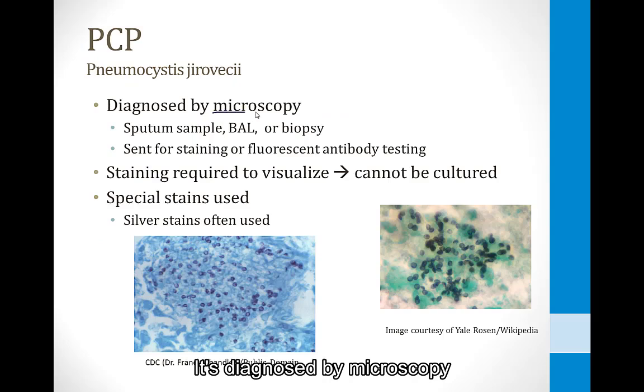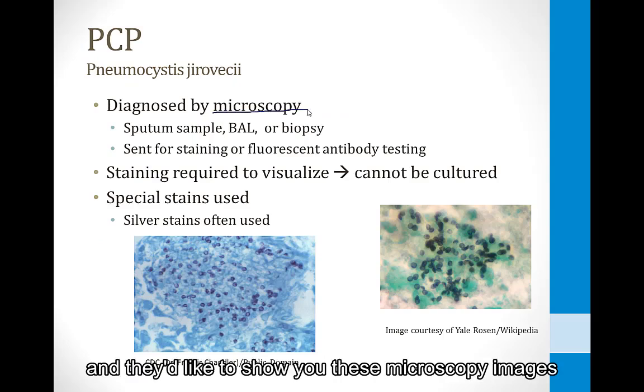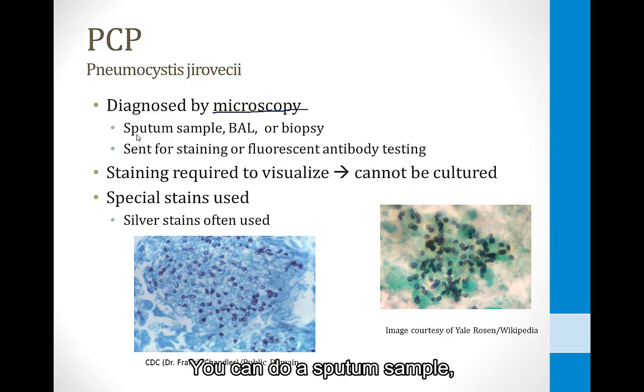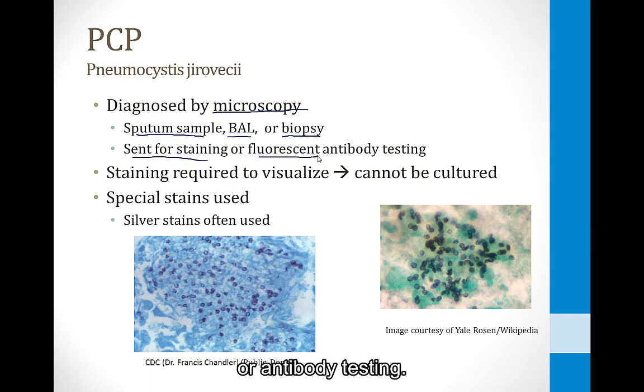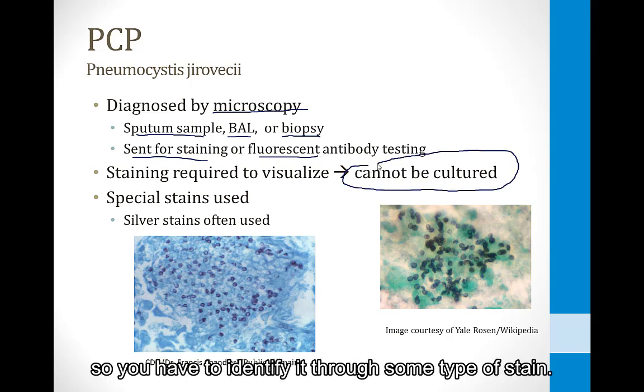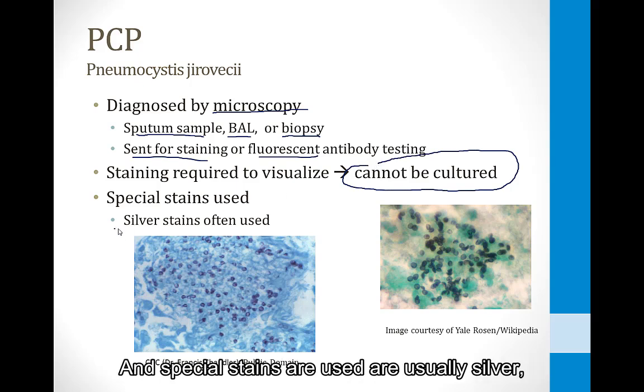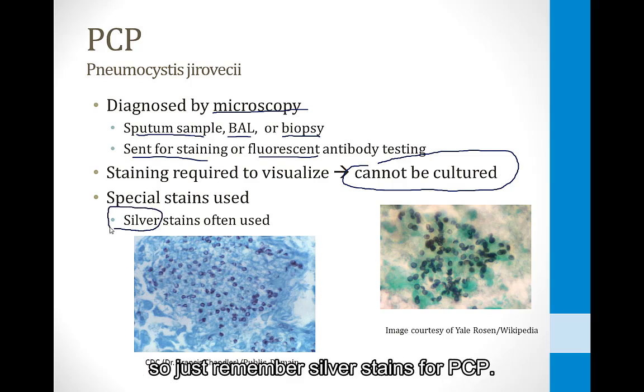It's diagnosed by microscopy, and they like to show you these microscopy images on step 1. You can do a sputum sample or a bronchoalveolar lavage or take a biopsy, and then you send it for special stains or antibody testing. One thing that's important to know is you can't culture PCP pneumonia, so you have to identify it through some type of stain. And special stains are used, and they're usually silver, so just remember silver stains for PCP.